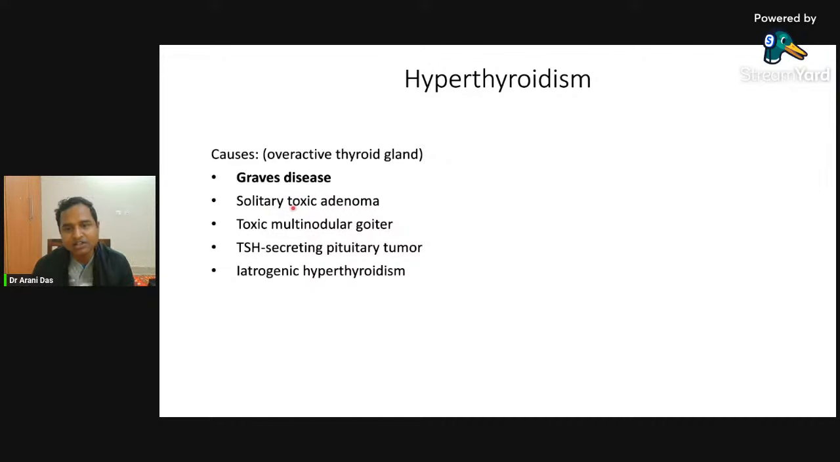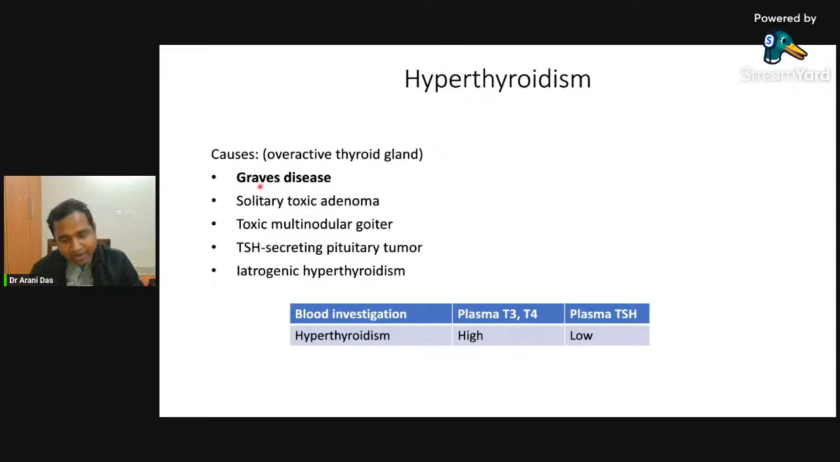Toxic means thyrotoxicosis may develop. Excess thyroid hormone produces hyperthyroid symptoms, which is called thyrotoxicosis. That's why the condition is called toxic adenoma. It may be multinodular, or single or solitary. Now, the most important cause is Graves' disease. In blood investigation, we find the plasma level of T3 and T4 is high, and because of high negative feedback, the plasma TSH level is low. That's how we identify the hyperthyroidism condition.